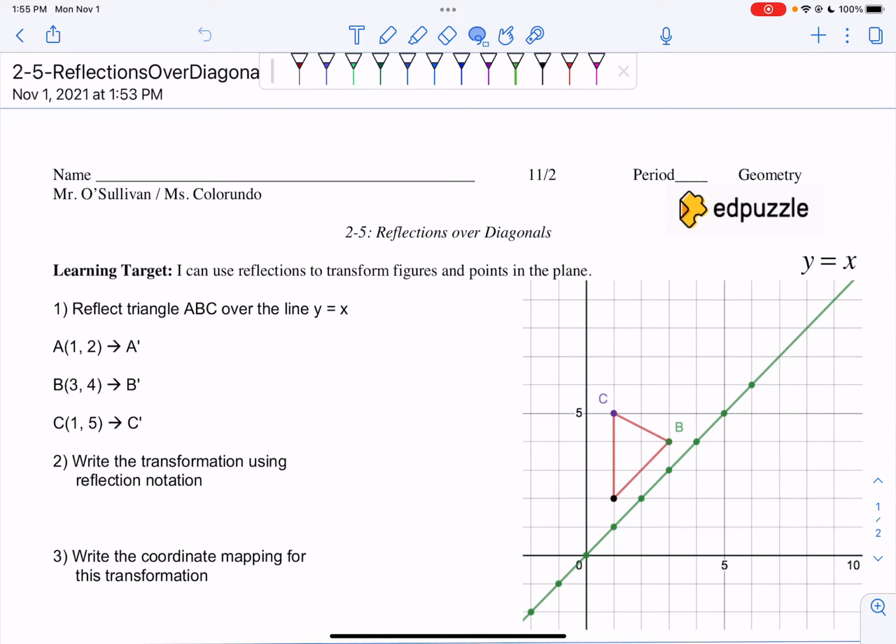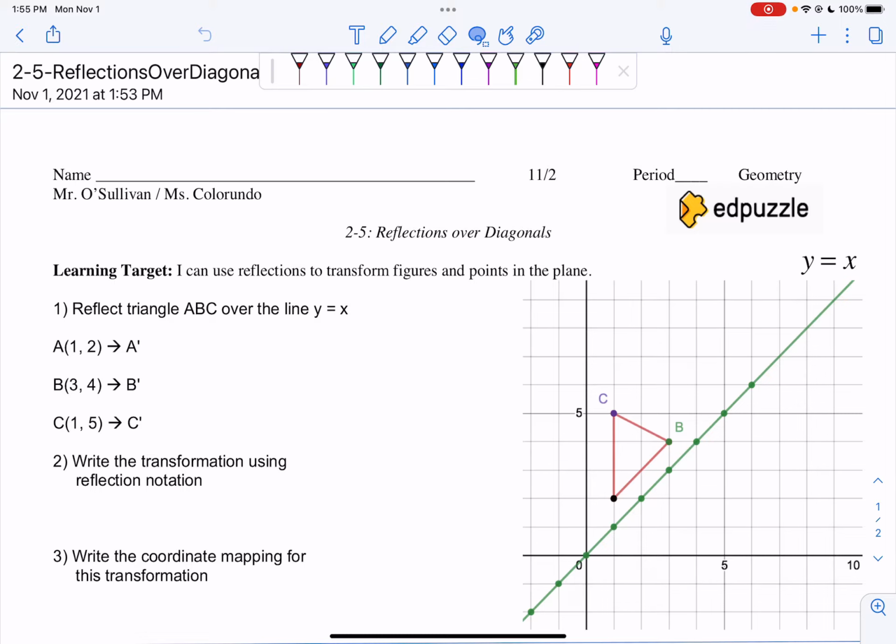Today is an asynchronous day due to election day, so you will not be in the building. You will be doing this Edpuzzle. Make sure that you do this Edpuzzle on your note sheet, and you also do the short Delta Math assignment. I believe it's only like 5 questions or so, and it's just on this skill.